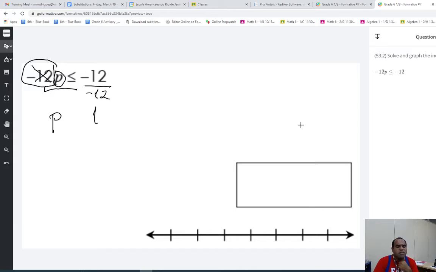Mister, you moved a negative number. Oh yes, I moved a negative number. Then I need to flip the inequality. I will flip the inequality. Right now it is less than or equal to. I change it to greater than or equal to 1. Here is my solution. p is greater than or equal to 1.